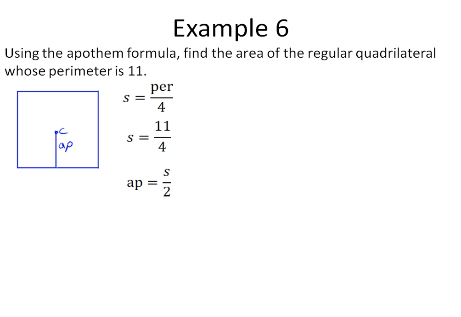Okay, the apothem length is going to be half of the side. So we take 11 over 4, divide by 2, which gives us 11 over 4 times 1/2, which equals 11 over 8.